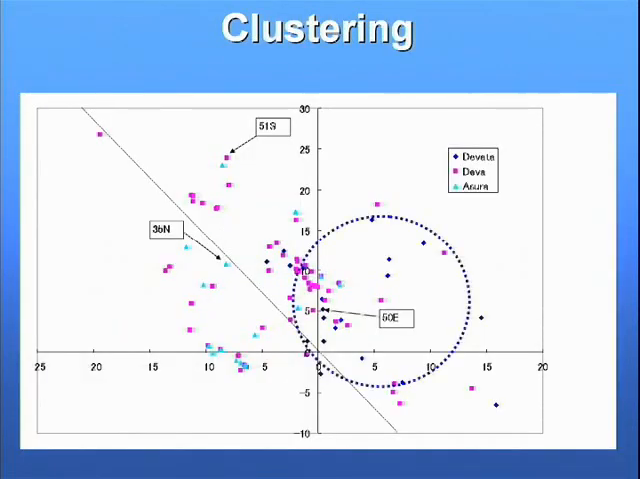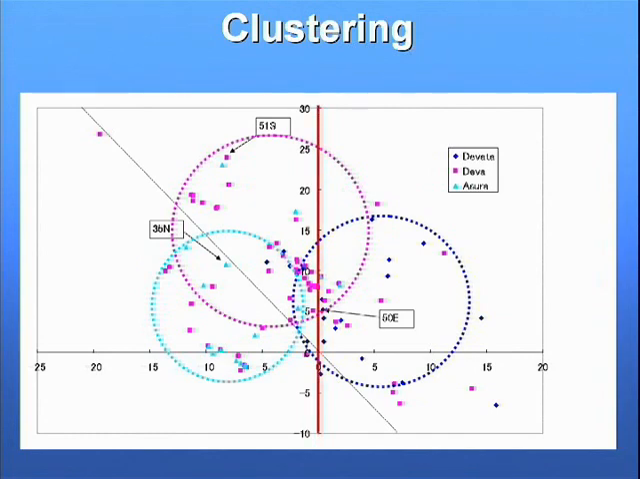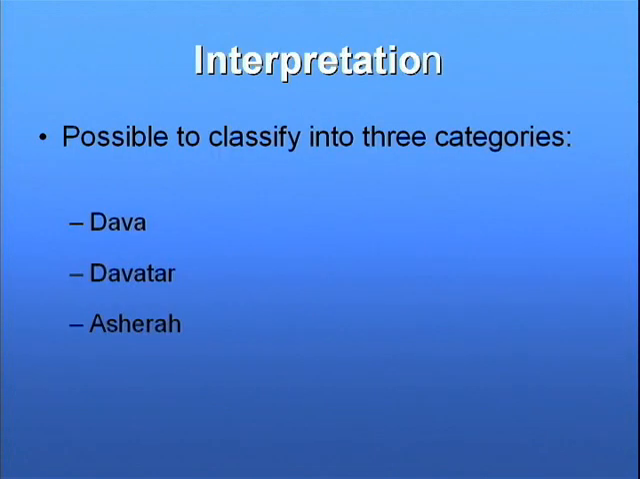One group consists of Deva, one group consists of Devata, and one group consists of Ashura. And this line divides male and female. This line divides God and devil. So this is a female God area. This is a male God area. This is a male devil area. I don't know whether there is a female devil or not, but maybe. Anyway, we can classify these 173 into Deva, Devata, Ashura.